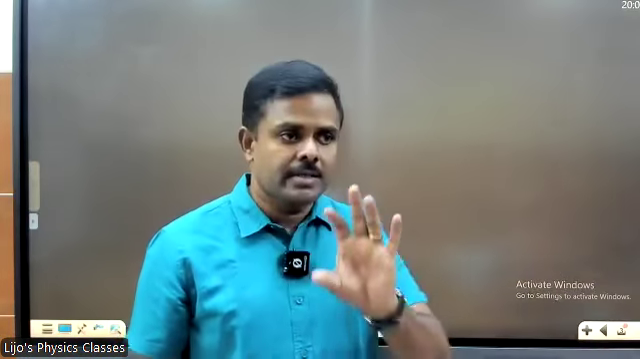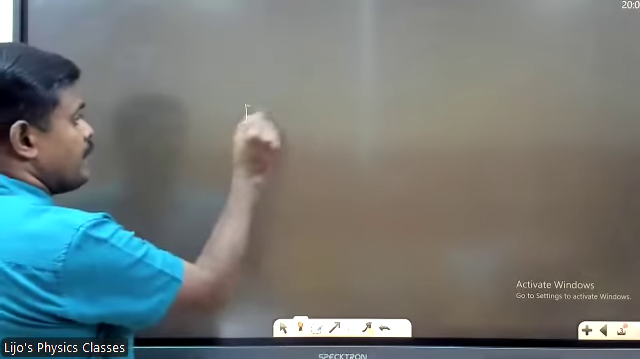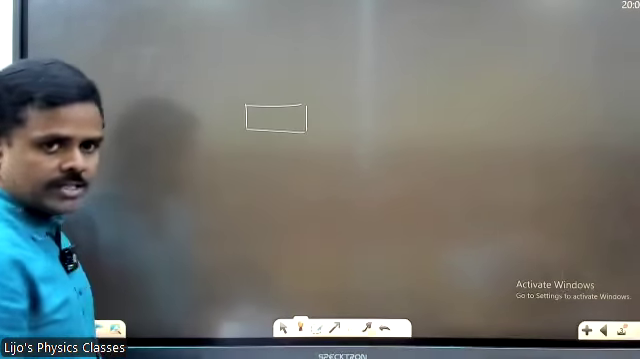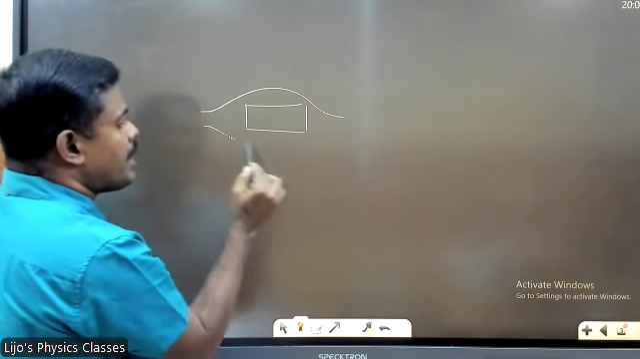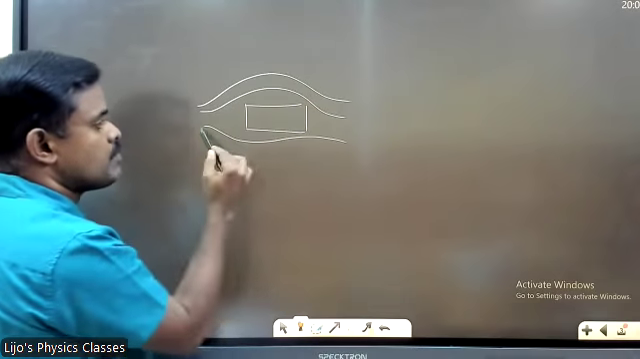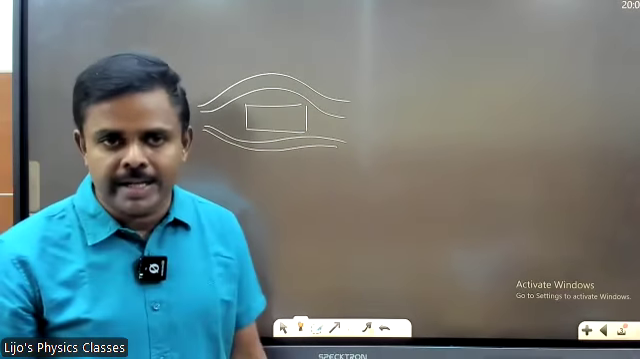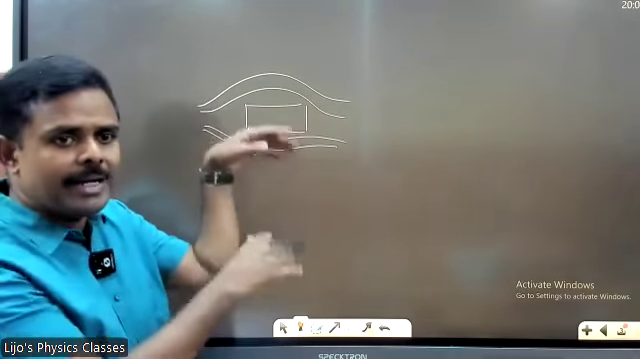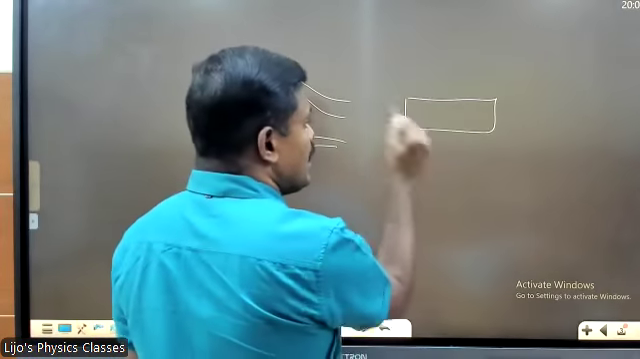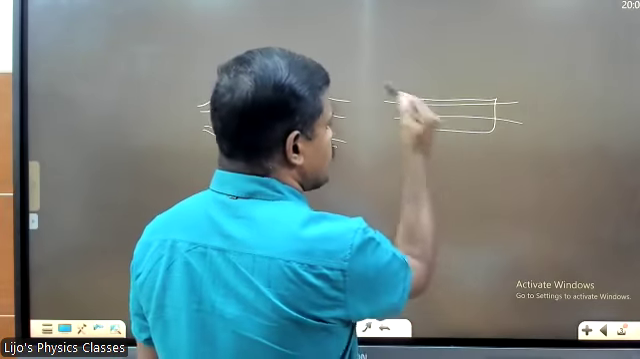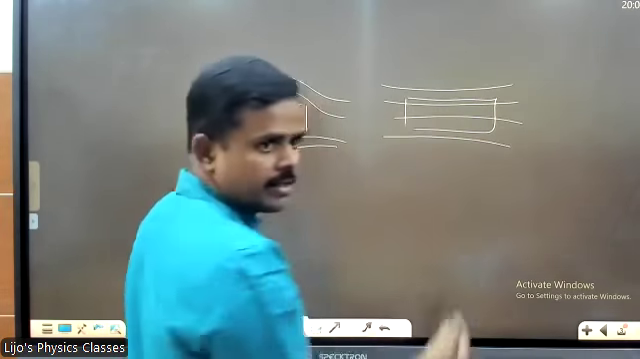There is another way of identifying diamagnetic substances. If you keep a diamagnetic substance inside a magnetic field, the field lines are repelled or expelled. Field lines won't pass through it, because there is repulsion. How about a paramagnetic substance? A few of the field lines will pass through it, while a few will pass outside.